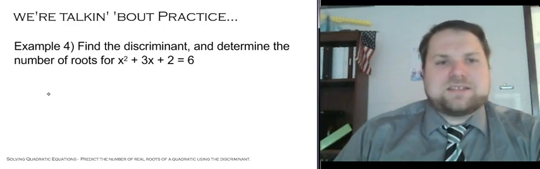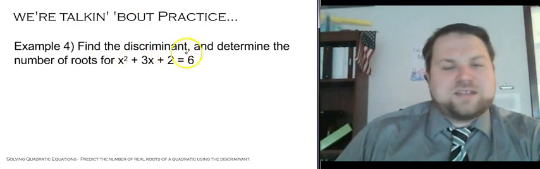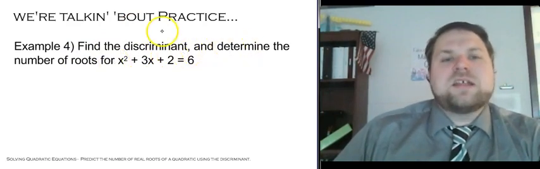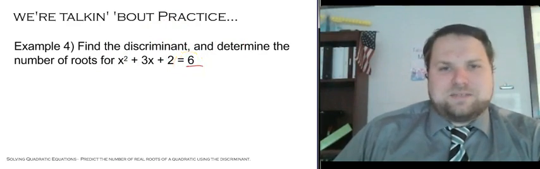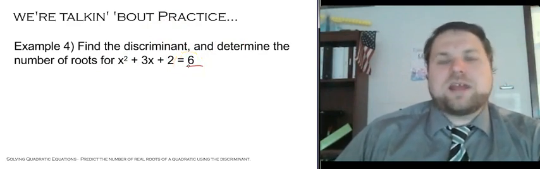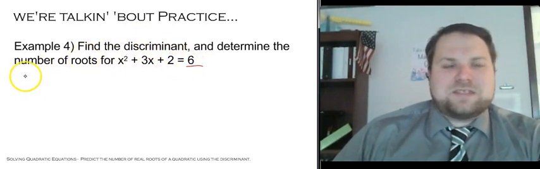All right, now let's look at a situation where everything's the same direction-wise. Find the discriminant, determine the number of roots. The thing that's not the same on this is that this is not equal to 0. So before I can find the discriminant on this, I have to make this equal to 0.